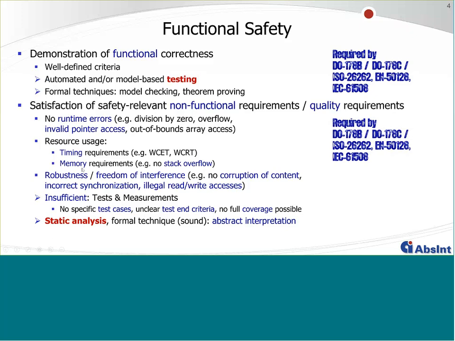Then the next bullet item is concerned with multi-threaded execution. So what you do not want there is to have one thread destroy data of another thread. So if you look at different norms, you have different terminology. Sometimes this is called robustness, freedom of interference, corruption of content, incorrect synchronization, and so on. All of these are critical defects which can cause the system to stop working, to crash, or maybe behave erratically.